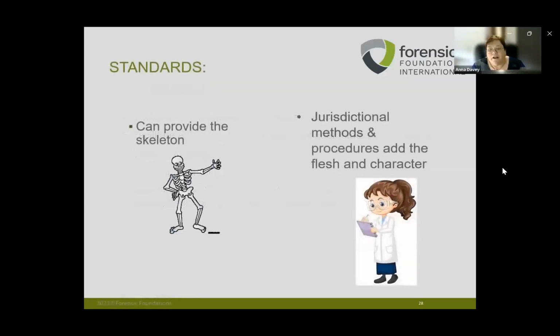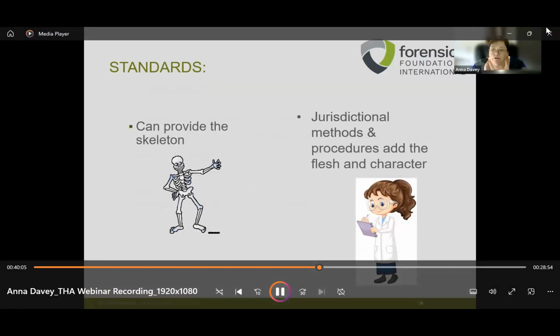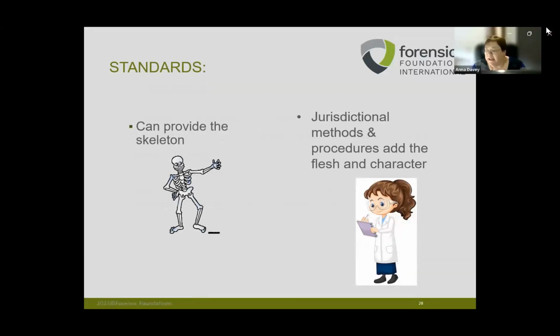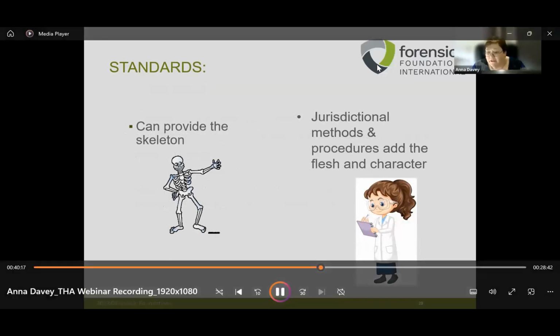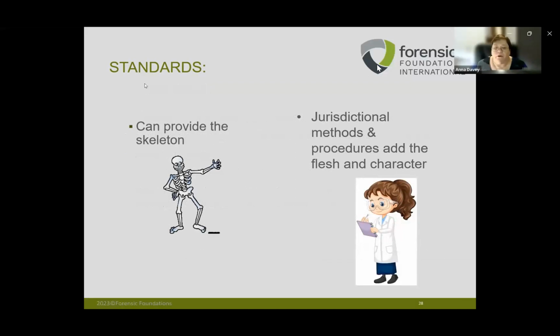The standards provide the skeleton. As I say, they are the minimum requirements. Jurisdictional methods and procedures add the flesh and the character to the minimum requirements, which is why every organization's quality management system will be different from any others, because the methods and procedures which add the flesh and the character will be different from one organization to another, although the underlying skeleton will be the same.